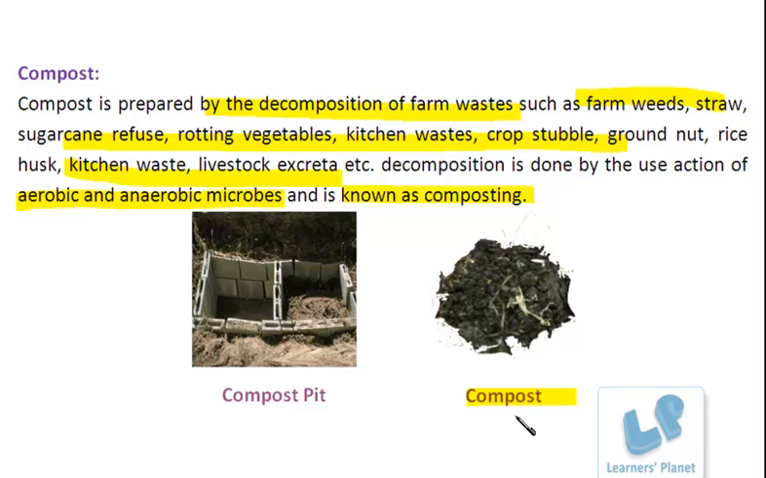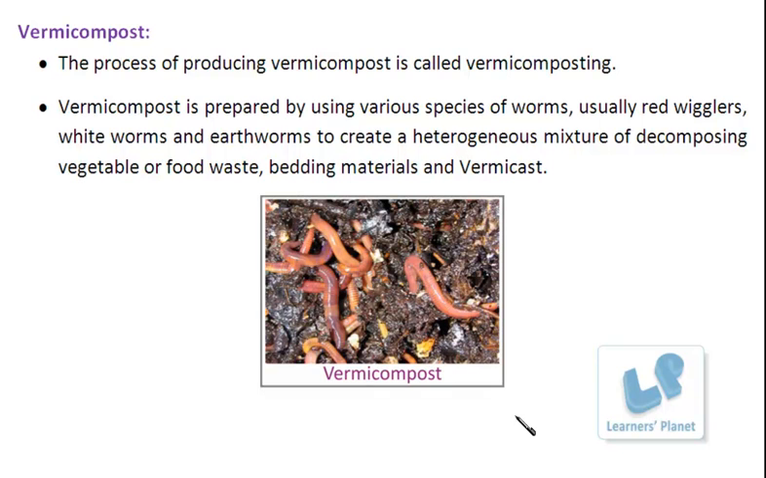Well, the next type is the vermicompost. The process of producing vermicompost is known as vermicomposting. Do you know how it is produced? In this case, the waste is similar to what we have discussed earlier. It is decomposed by using different types of worms, like red wigglers, white worms, and earthworms. These worms are used to decompose the waste material.